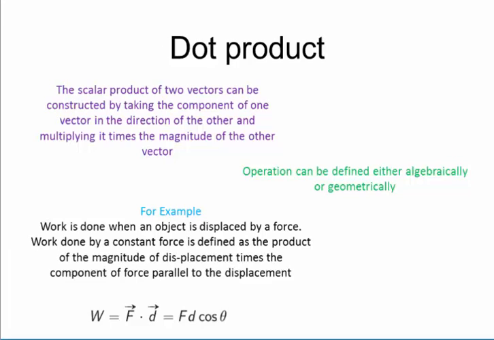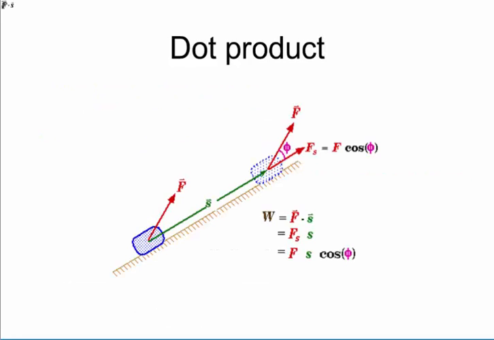To give an example, and you'll see it on the next slide as well, work is done when an object is displaced by a force. The work done by a constant force is defined as the product of the magnitude of displacement times the component of force parallel to the displacement. That is shown as an example here. Unfortunately the terms are not the same, but we have this one times this one and the angle between the two. If one equates these two being multiplied together, we take the cosine of the angle between them.